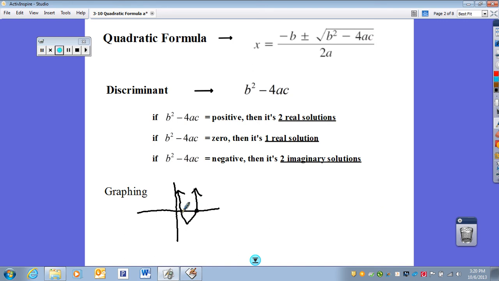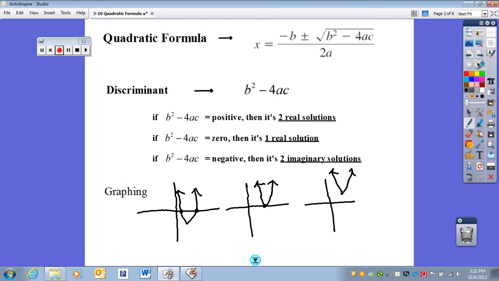And if we are talking about where our parabola has one solution, that means it's going to just have its vertex on the x-axis, and it will have one solution. Here's an example of what that might look like. And if we are talking about a parabola that has imaginary solutions, or it actually doesn't have any real solutions, then we would be talking about a parabola that does not cross the x-axis, and it might look something like this.